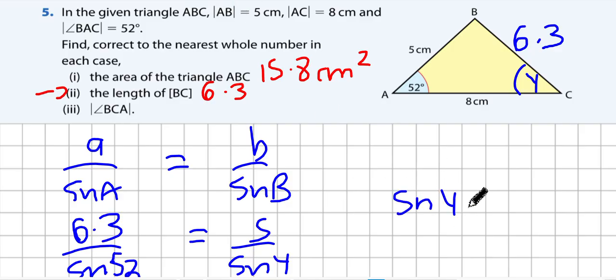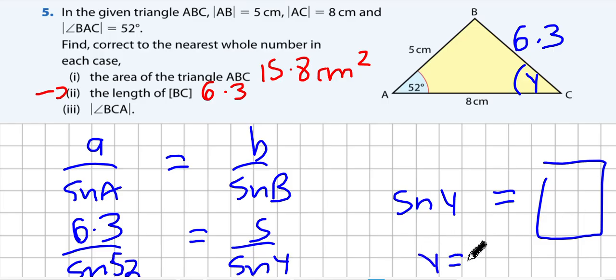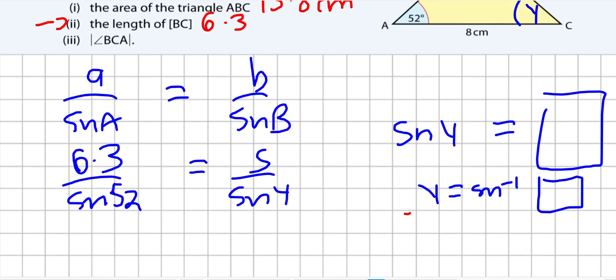You have to get sine Y on its own first. And after you get sine Y on its own, then you do the sine inverse to get the angle on its own. So that's your job. You have to move everything around so that sine Y is on its own.